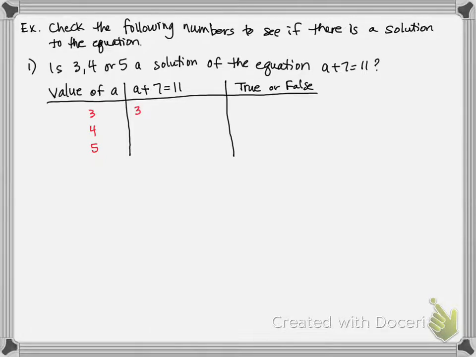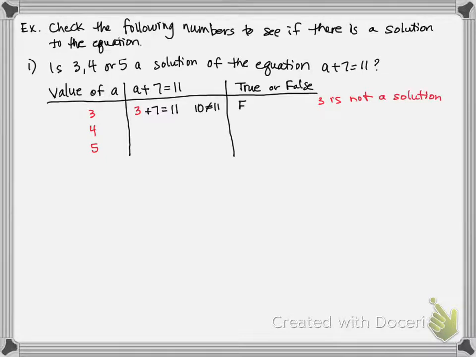So here's what we do. We're going to try 3 in for the A, and then see if we get something that's true or false. So let's see, 3 plus 7 is 10, and 10 doesn't equal 11. So that's false. So that says 3 is not a solution. Okay, that's what that gets interpreted as.